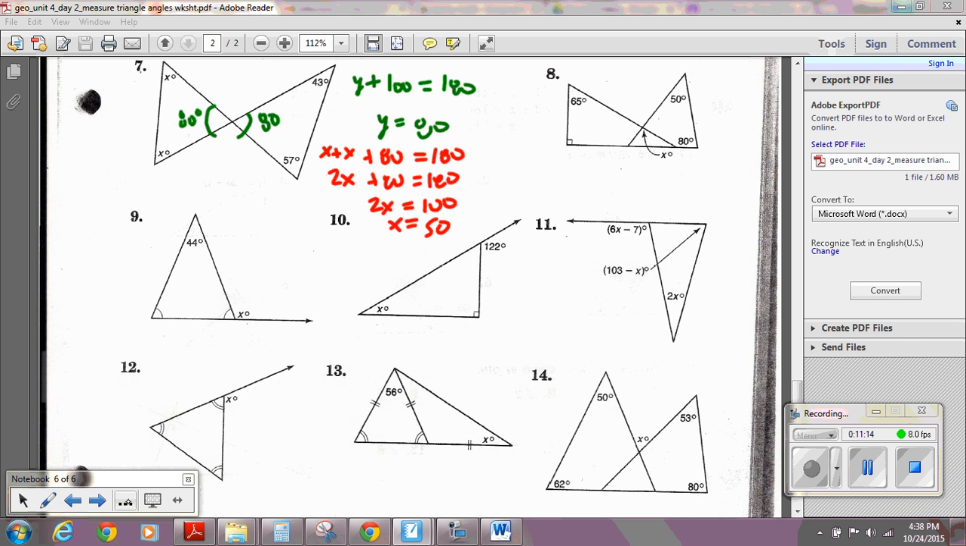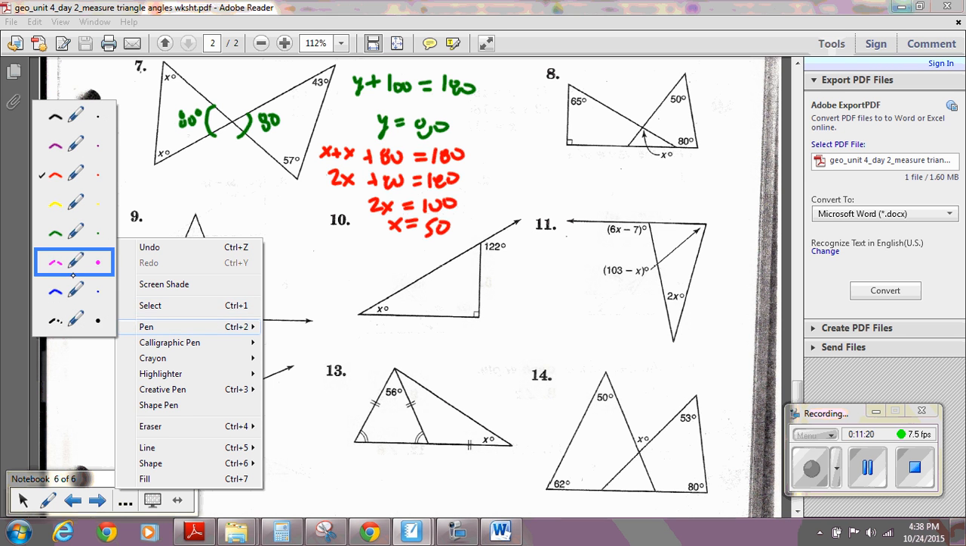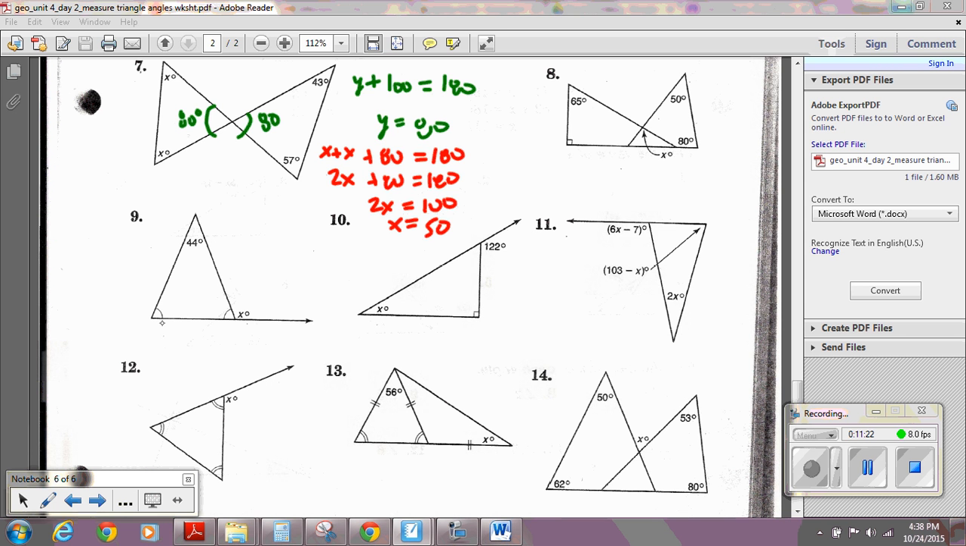On number 9, they show us some exterior angles, so we're going to have to use that theorem to answer the question. We know that the two bottom angles, right here and here, are exactly the same. Okay, that kind of helps. Let's call them y.